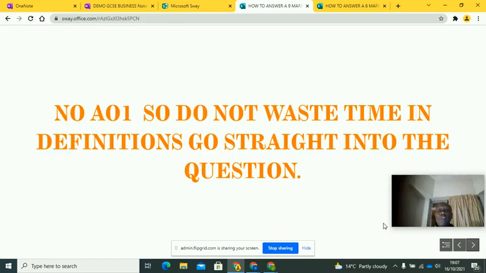No AO1, remember, do not waste your time. Do not waste your time on definitions. No definitions at all for 6 markers or 9 markers. You do not define anything. Go straight into the question. It's very important. You're not going to get any extra marks if you do this, and it's only going to count against you. So you mustn't do this at all. You just go straight into it.